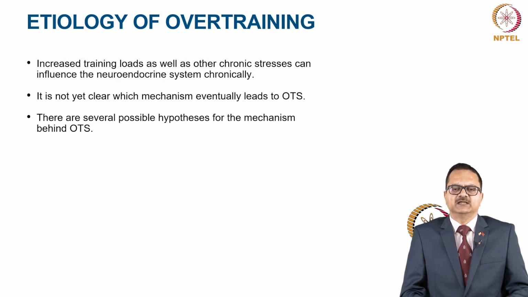Etiology. Increased training loads as well as other chronic stresses can influence the neuroendocrine system in a chronic manner. It is not yet clear which mechanism eventually leads to overtraining syndrome, and there are several possible hypotheses for the mechanism of overtraining syndrome.